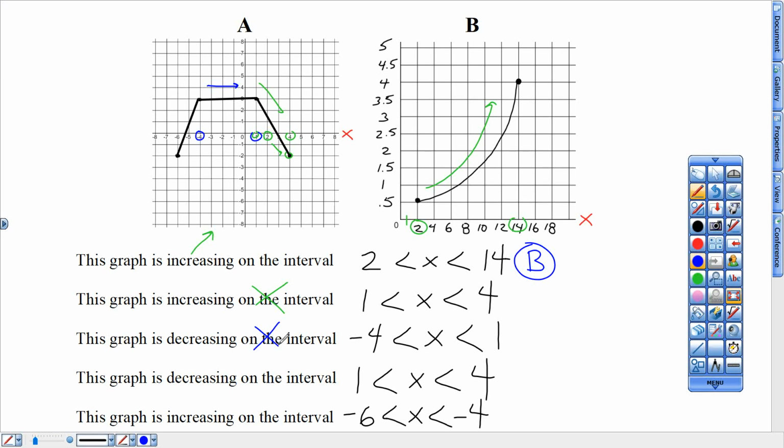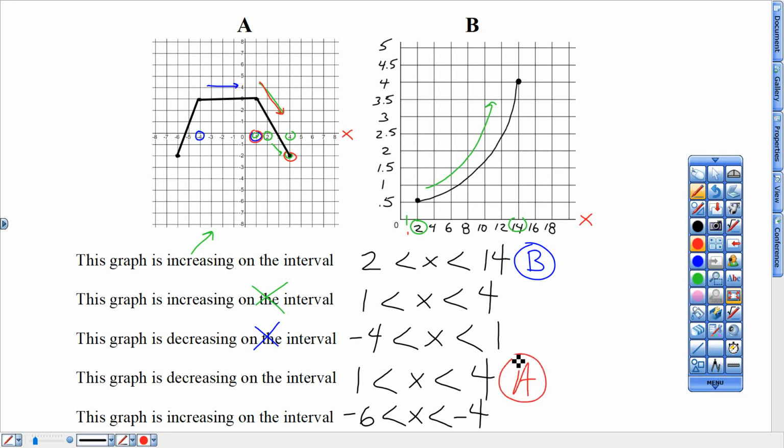All right, this one, decreasing from 1 to 4, and again, that's 1 to 4 on the x-axis. For B, there is no 1, doesn't apply to B. But if I look at A, from 1 to 4, clearly going downhill. So there we go, that one applies to A.